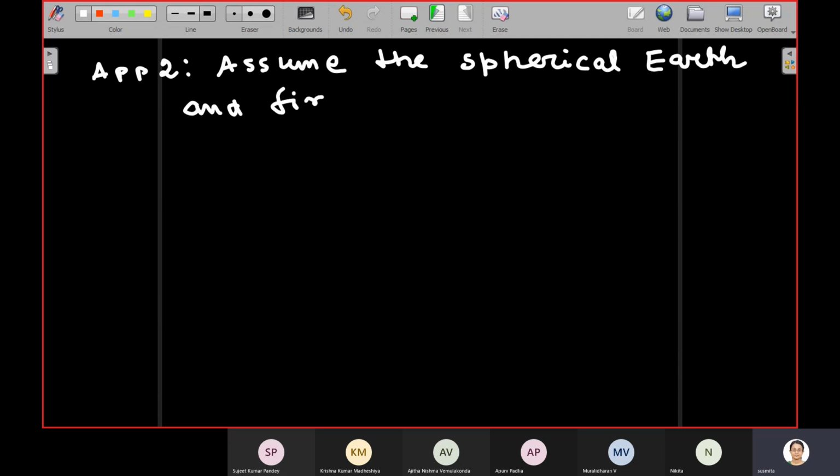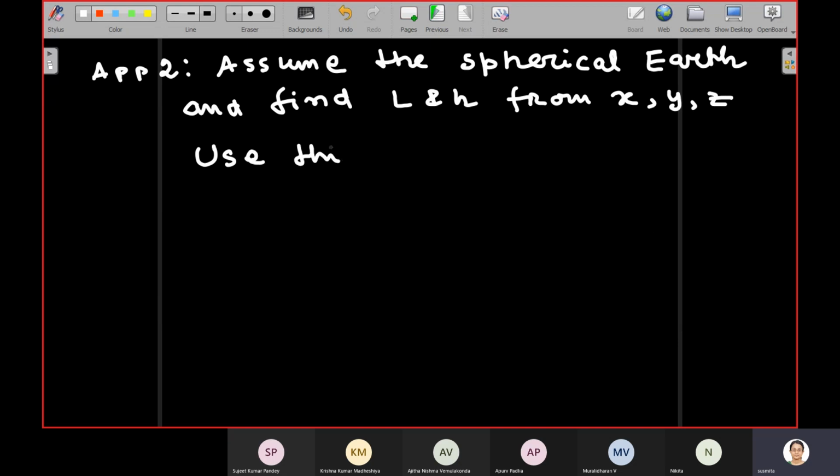and find L and H from X, Y and Z. Use this as the initial guess. The rest is the same. The only difference is how you are finding the initial guess.